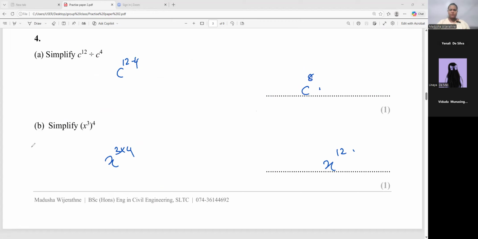1 mark for each. There are no half marks for these kinds of questions. If you write only 8 and 12, you don't get marks. You have to write them in index form: C to the power 8 and x to the power 12.